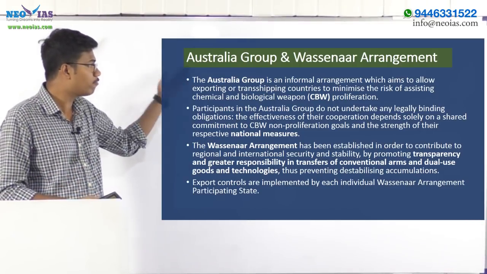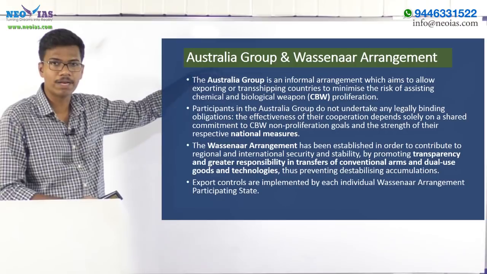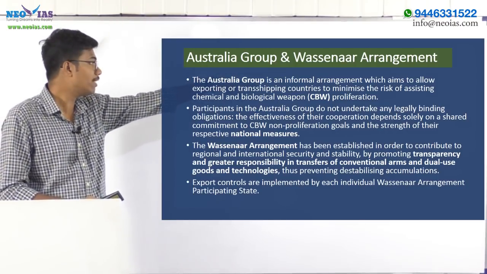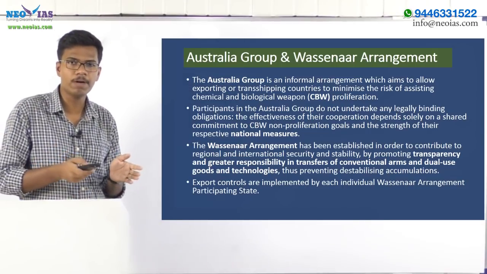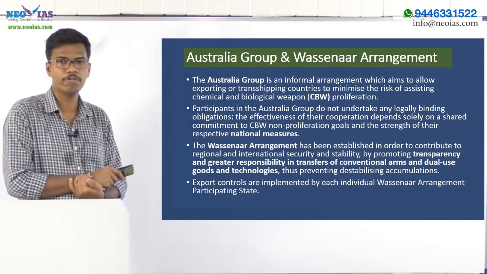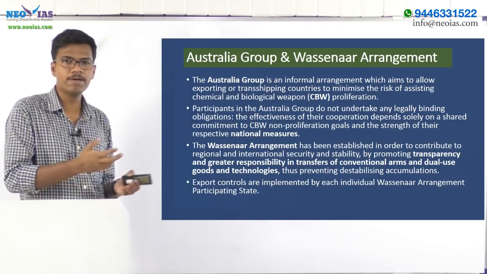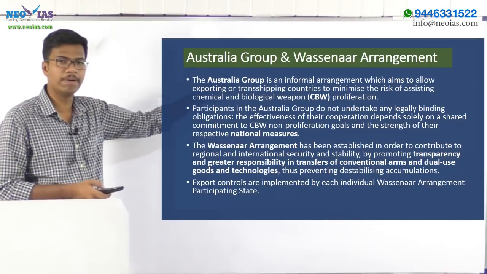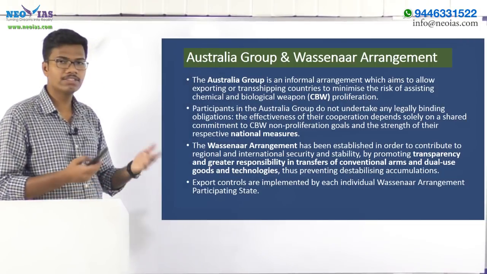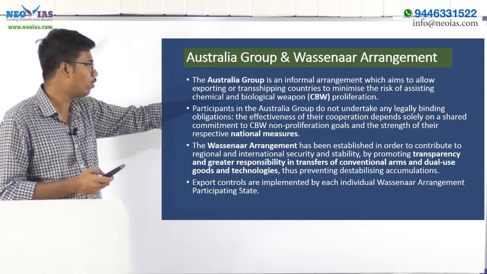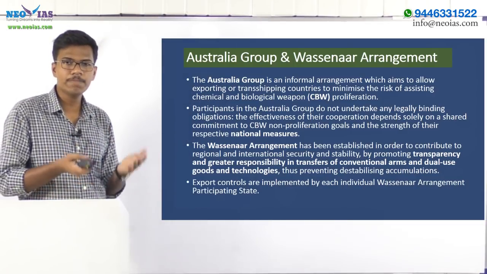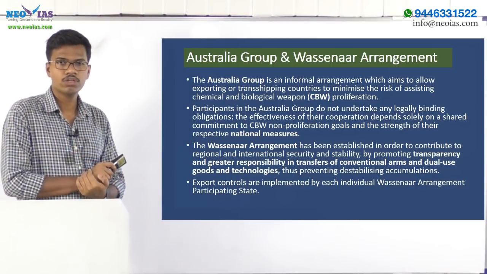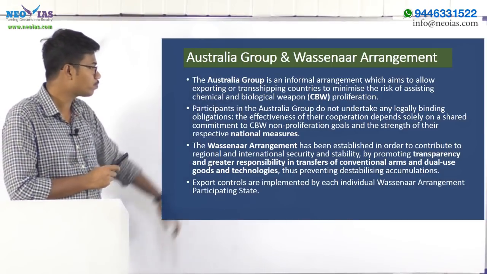The Australia group is an informal arrangement. Again, remember that fact, informal arrangement, which aims to allow exporting or transshipping countries to minimize the risk of assisting chemical or biological weapon proliferation. So it is an informal arrangement which aims to check CBW proliferation. Participants in the Australia group do not undertake any legally binding obligations, which means the effectiveness of their cooperation depends solely on a shared commitment towards CBW non-proliferation and the strength of their respective national measures. So that is how the Australia group works.